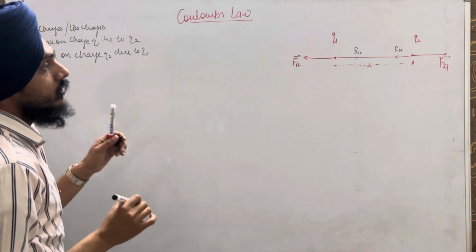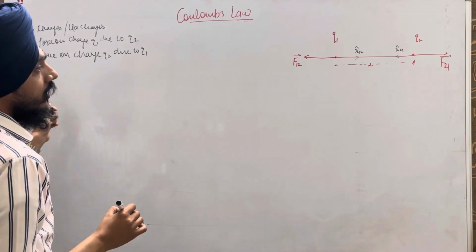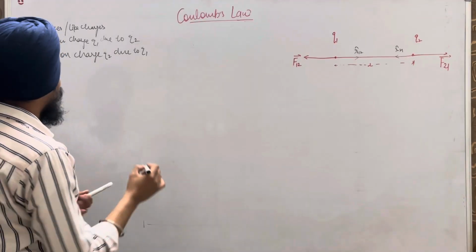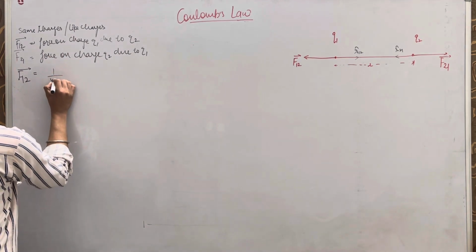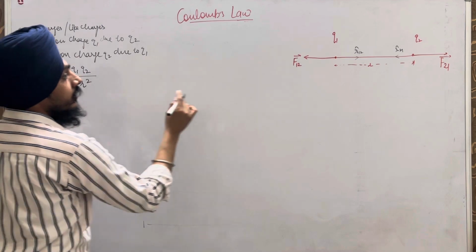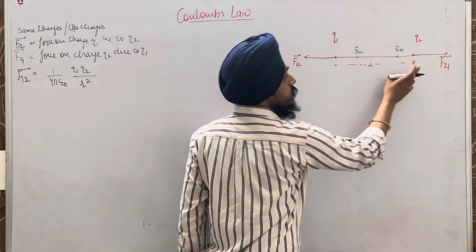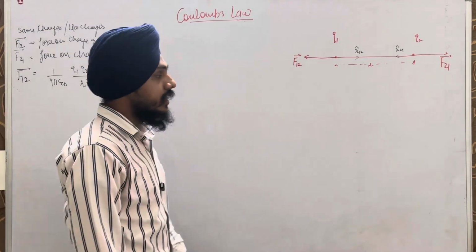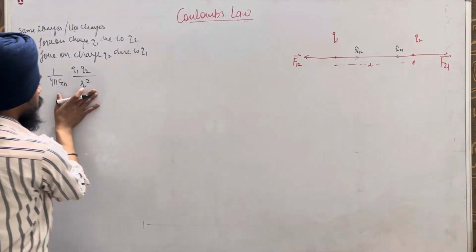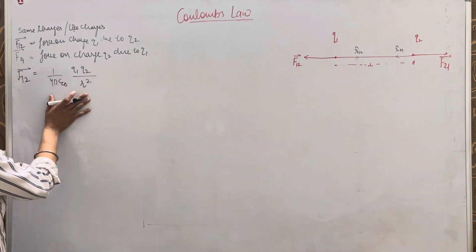F12 is the force on the first charge just because of the second charge. From Coulomb's law, the formula is 1 upon 4 pi epsilon naught Q1 Q2 divided by R square. Here R is the distance between these two charges. This is the formula for Coulomb's law, the force of attraction or repulsion.